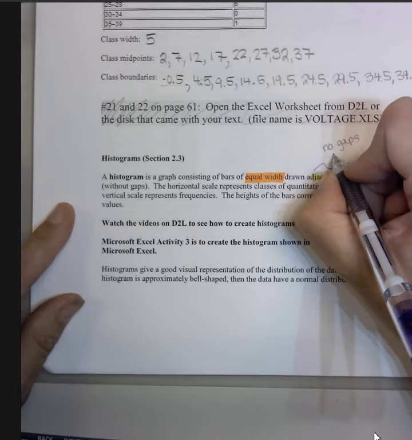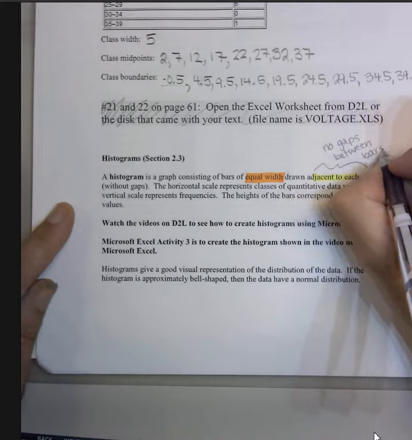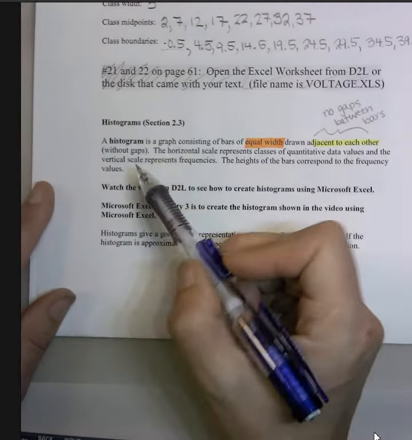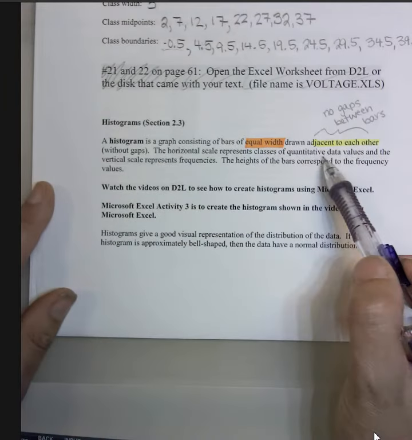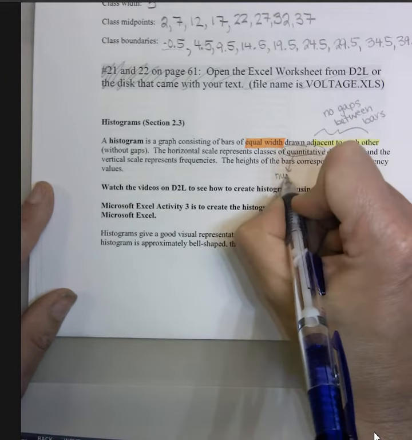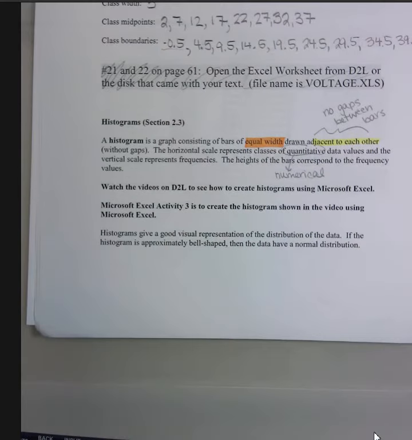Now when you ask Excel first to create a histogram for you, it's going to give you a graph that has gaps between the bars, but in the videos I show you how to eliminate the gaps. The horizontal scale represents classes of quantitative data values. So quantitative just means numerical, right? It makes sense to add or subtract or find an average. And the vertical scale represents frequencies. The heights of the bars correspond to the frequency values.